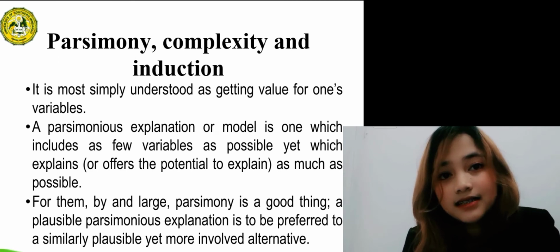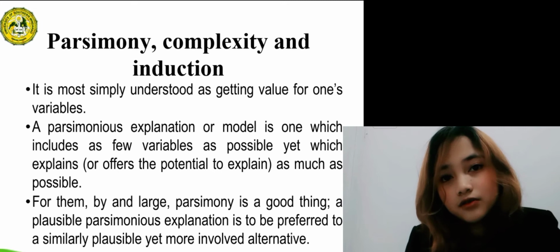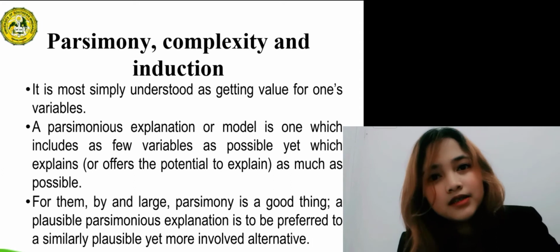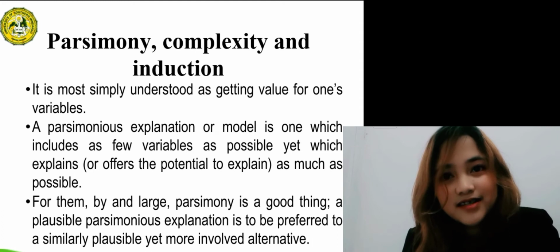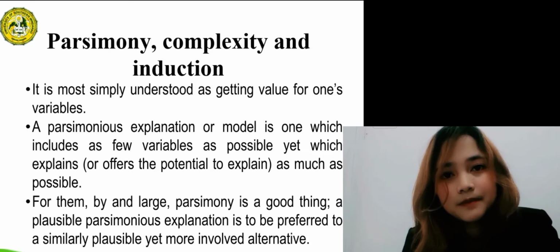Parsimony, complexity, and induction: it is an approach to social and political analysis, the aim of which is essentially the fit of a theoretical model to empirical data. Here, parsimony is most simply understood as getting value for one's variable. So in some sense, a better explanation, or certainly a more complete one, is one that includes more variables. It is also stated here that the parsimonious explanation or model is one which includes as few variables as possible, yet which explains or offers the potential to explain.